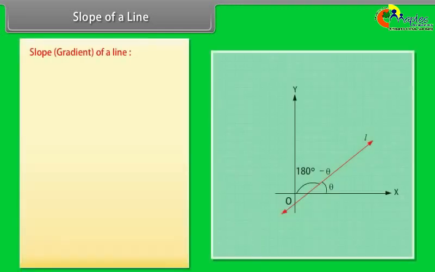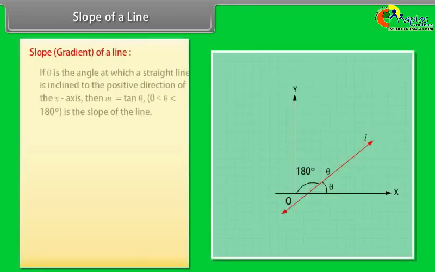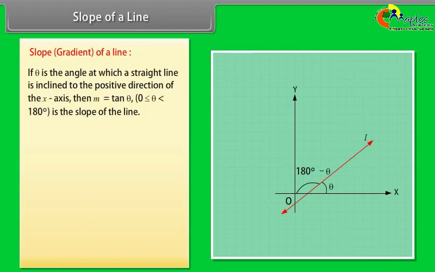Slope of a line. Slope or gradient of a line. If theta is the angle at which a straight line is inclined to the positive direction of the x-axis, then m is equal to tan theta, where 0 is less than or equal to theta is less than 180 degrees, is the slope of the line. The slope of a line whose inclination is 90 degrees is not defined.